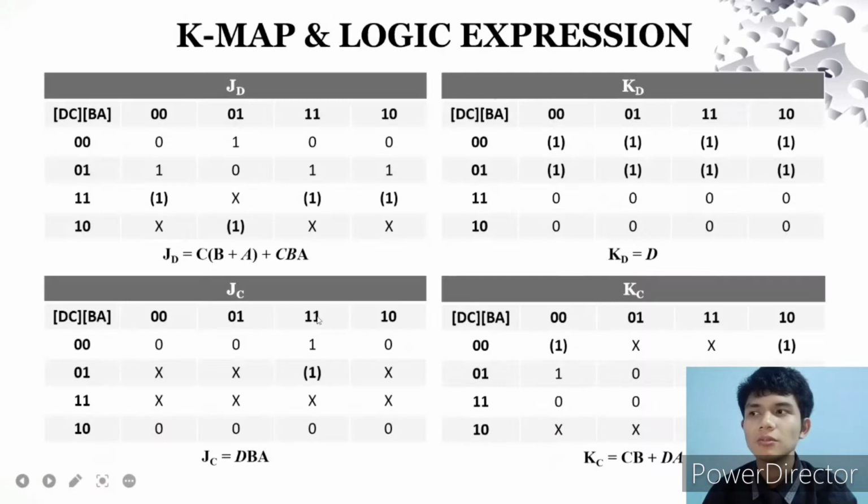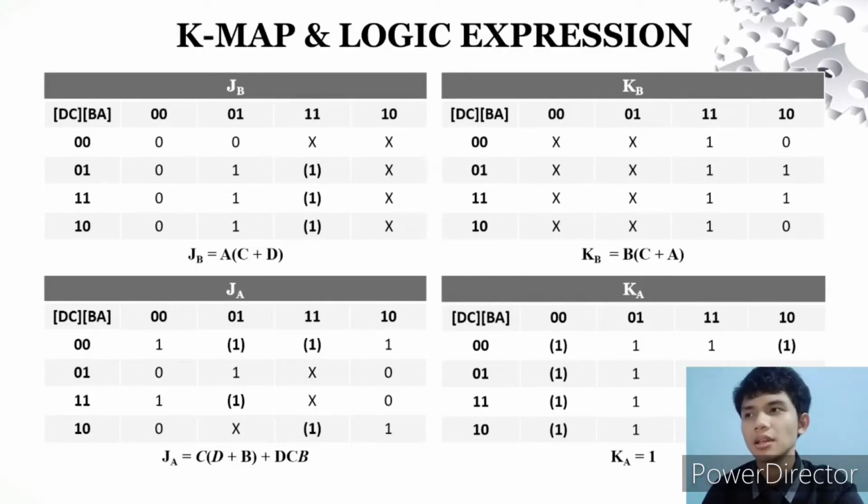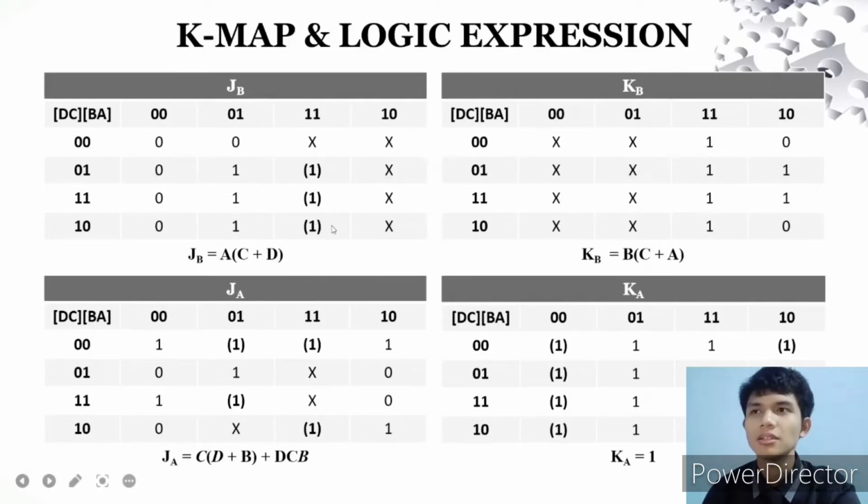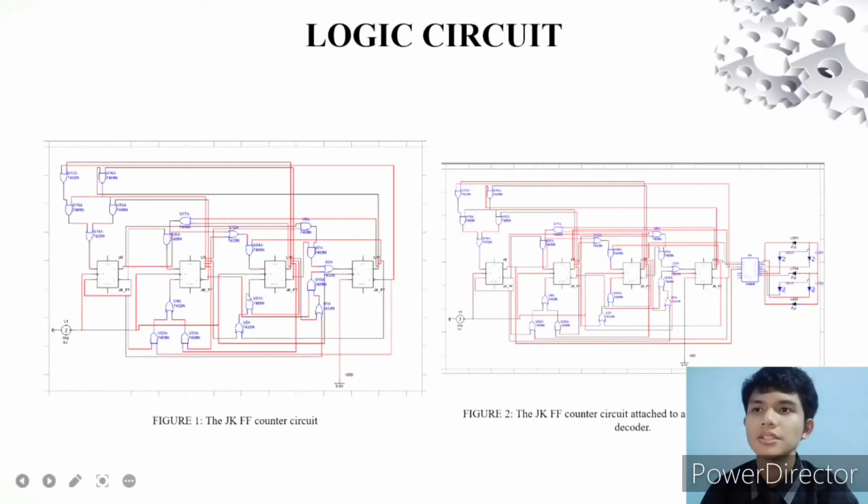After that, we will take all the results and put them into the K-map. So like this and this, and we will change the x or don't care into 1 to get the maximum Boolean simplification. Using the K-map, we can get the logic expression down below it, and using this logic expression we can assemble a logic circuit like this.